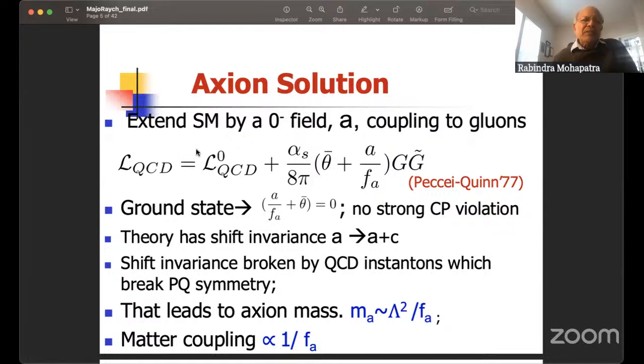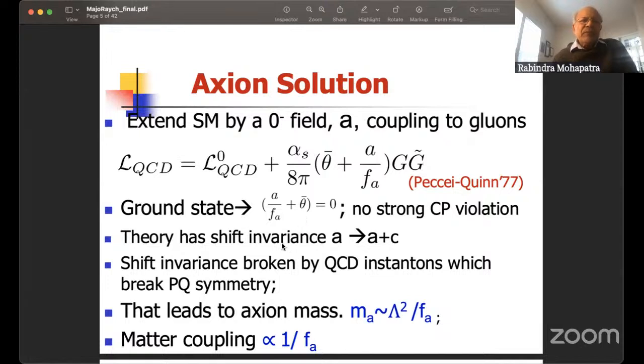So take L_QCD, this is the CP conserving part, the standard QCD, and this is the theta bar part, and this is the axion part. Okay, so this was suggested by Peccei and Quinn in 1977. And if you look at this term and calculate the effective potential in these theories, what they showed is that the minimum of that corresponds to A over F, which is the Peccei-Quinn symmetry breaking constant, plus theta bar equal to 0. That means there is no strong CP violation because this term just disappears in the minimum.